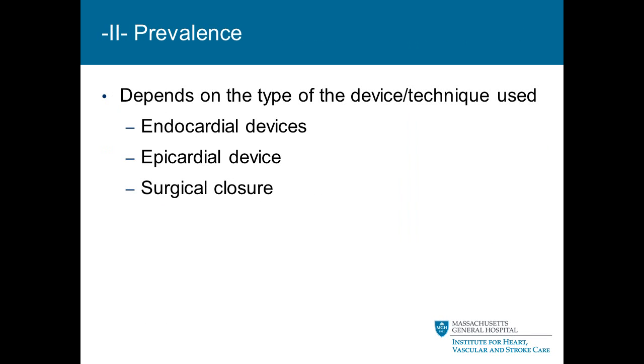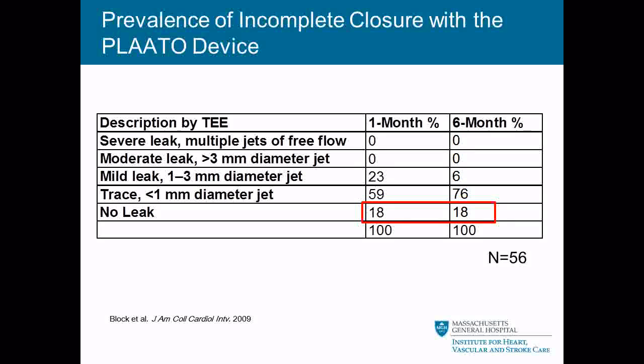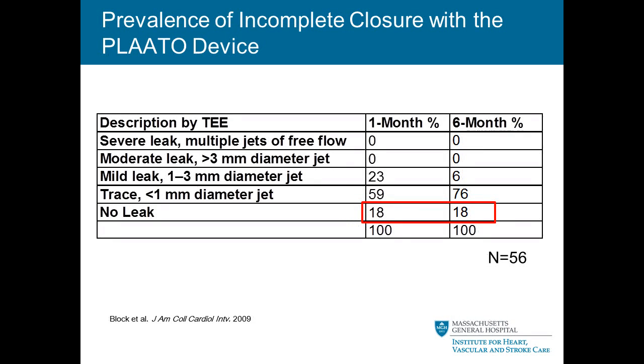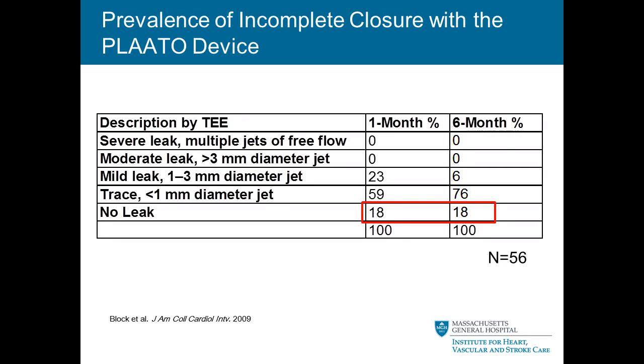So we talked about the mechanism. Let's see how prevalent this is. And again, the prevalence depends on the type of technique and the type of device used. This is the prevalence of incomplete closure with the Plato device. In this table, this is a description by TEE of different types of leak: severe leak, moderate, mild, trace, and no leak. These are the TEE percentages at 1 month and 6 months.